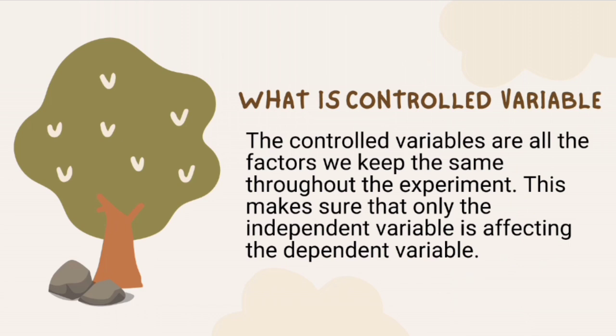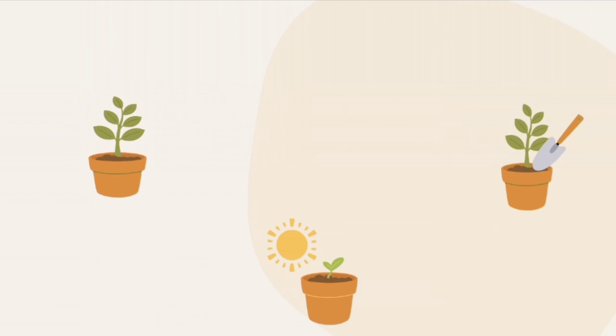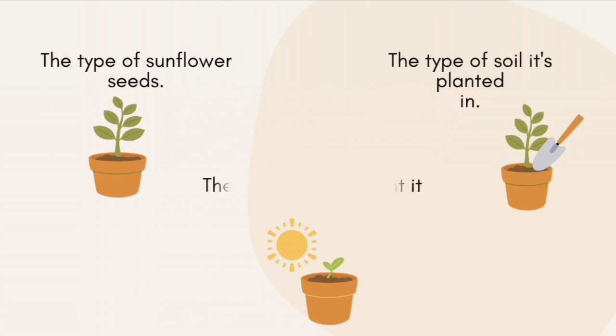Finally, let's discuss what a controlled variable is. The controlled variables are all the factors we keep the same throughout the experiment. This makes sure that only the independent variable is affecting the dependent variable. In our sunflower experiment, the things we need to keep the same for all our sunflowers are the type of sunflower seeds, the type of soil, and the amount of sunlight. We need to use the same type of seeds, plant them in the same type of soil, and make sure they all get the same amount of sunlight.